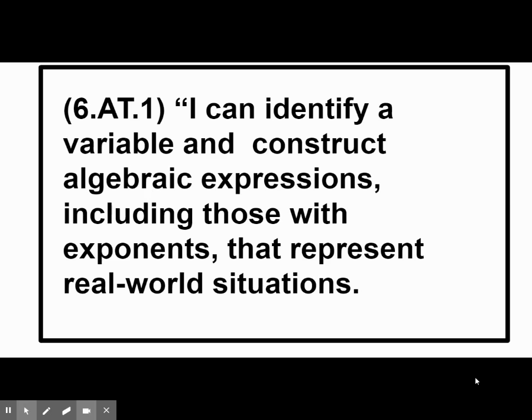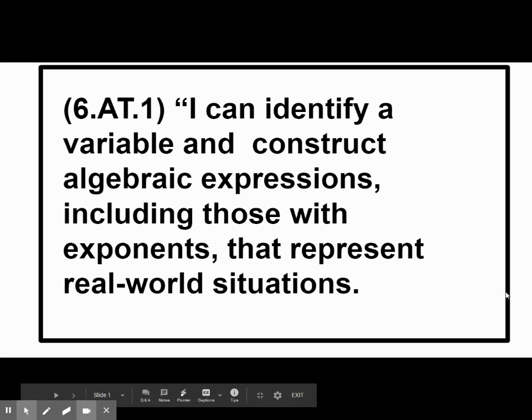So, yesterday we started looking at the meat of 6.AT1. This is what we've been working for 2 cycles to get to. So we want to be able to identify a variable and construct algebraic expressions, including those with exponents that represent real-world situations. That's what we're shooting for here.